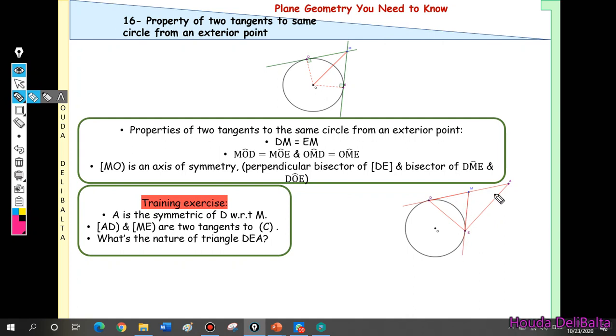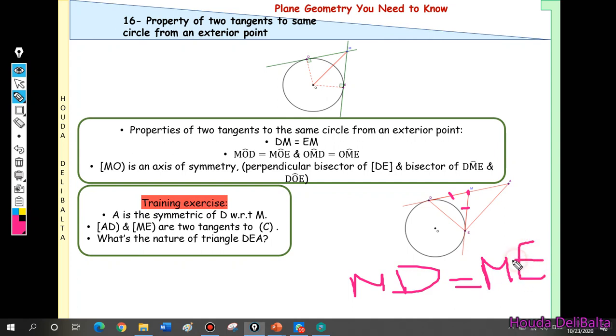And we have that if AD is a tangent, then directly MD is a tangent also. So MD and ME are two tangents to that circle from the exterior point M. Now definitely MD is going to be equal to ME, and that's the property of two tangents to the same circle. What do we have to do with the symmetry? Symmetry says that MA is equal to MD also. So since M is the midpoint, by symmetry MD and MA are equal.